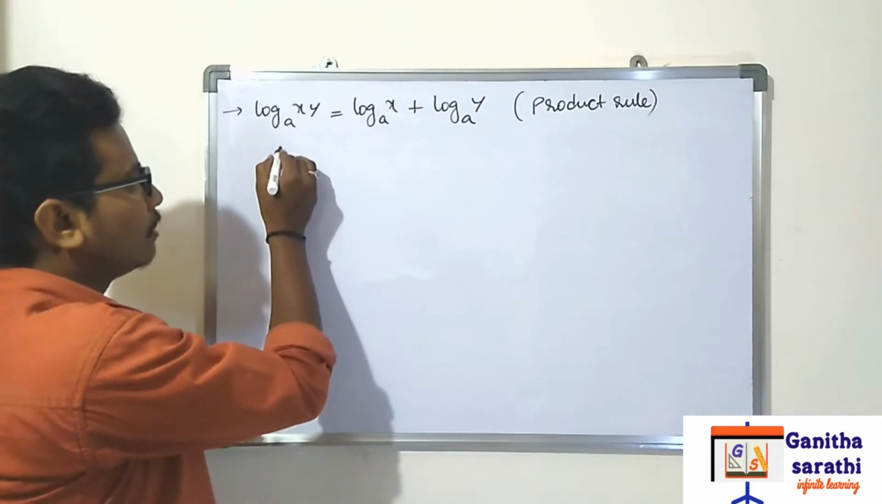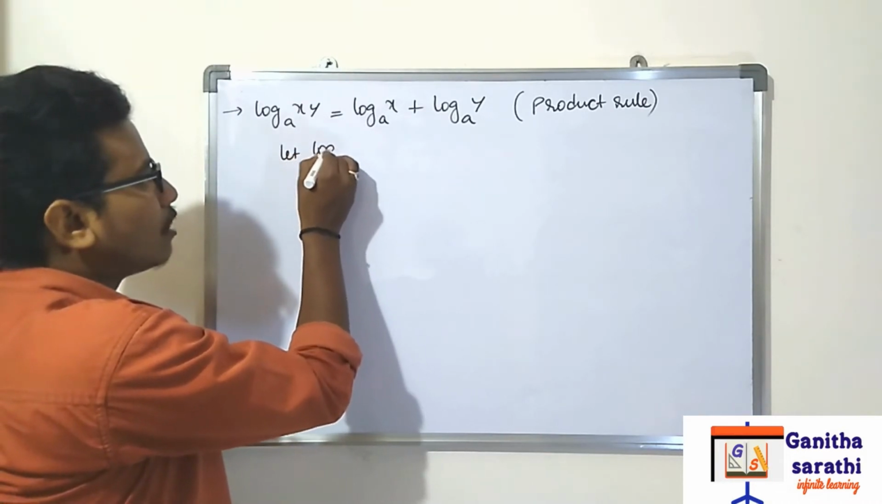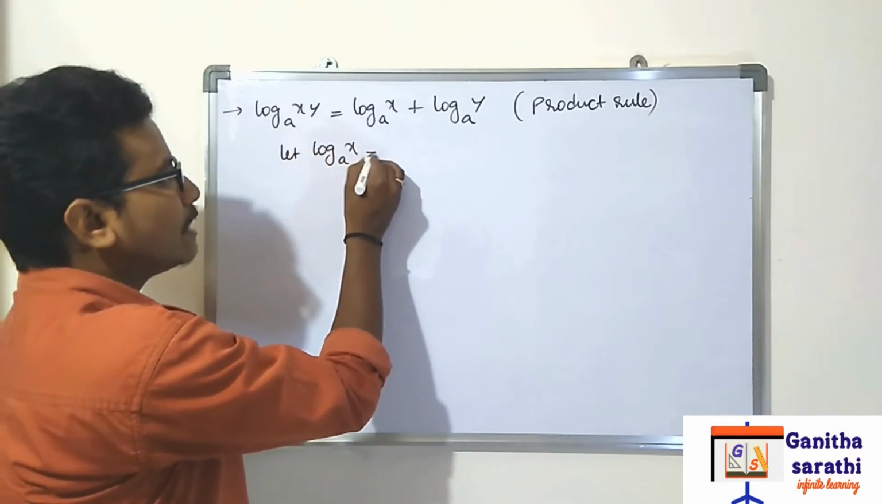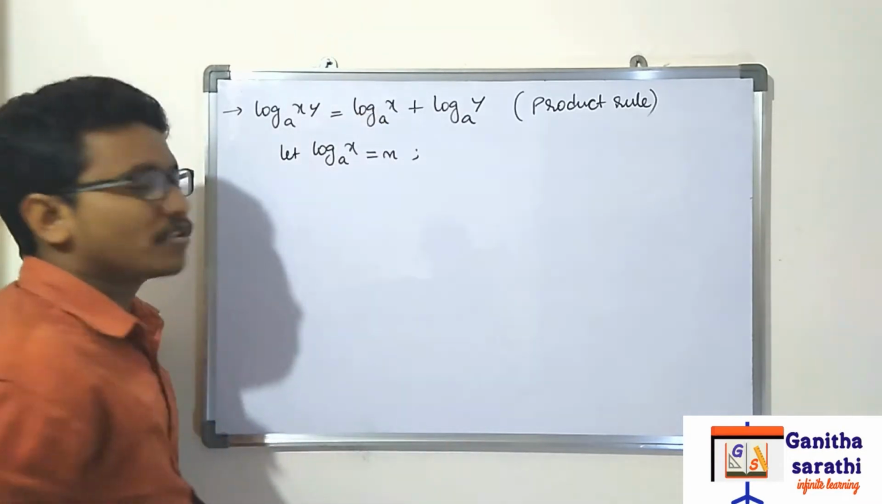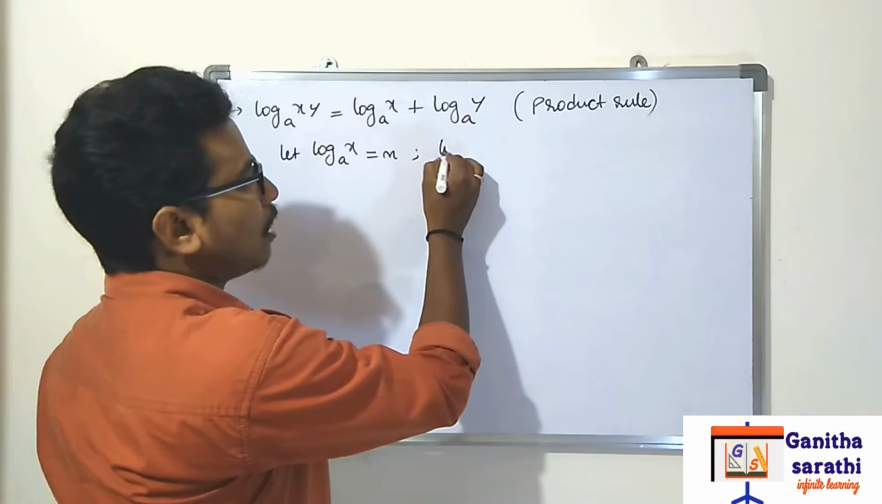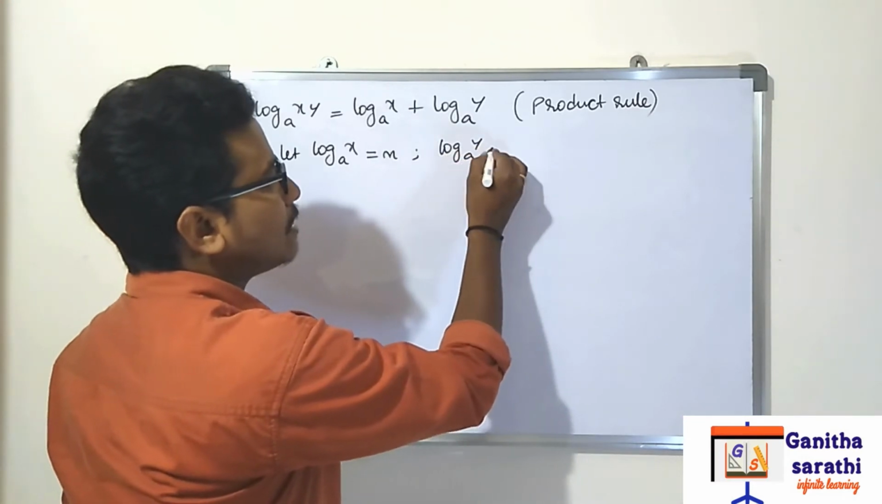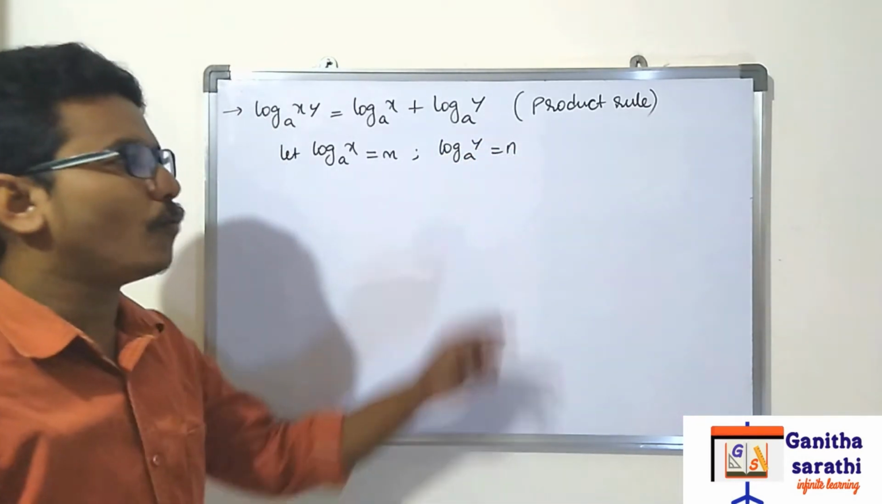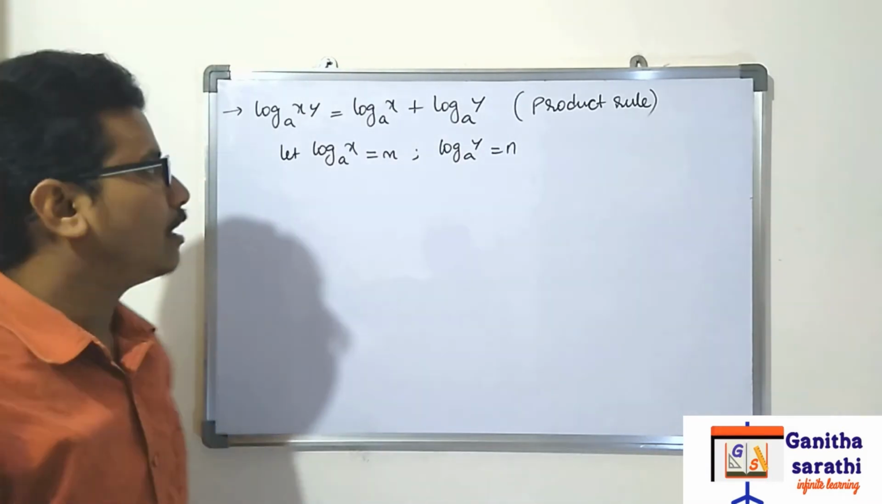Okay, let log x to the base a be equal to m. Let us take log x to the base a is equal to m, and log y to the base a is equal to n. Okay, log y to the base a is equal to n.